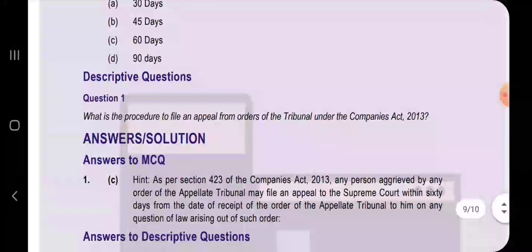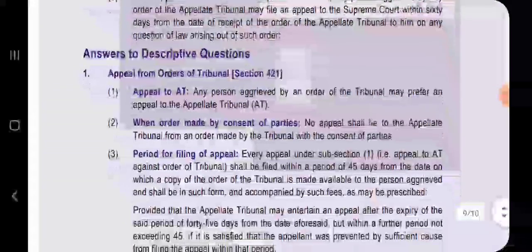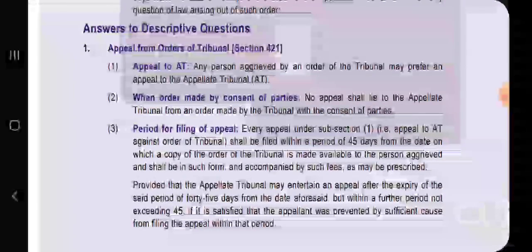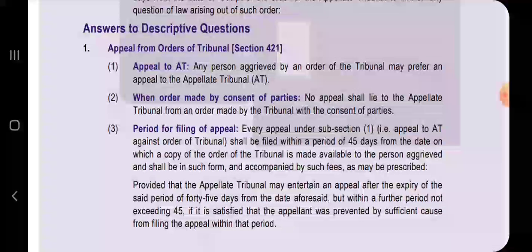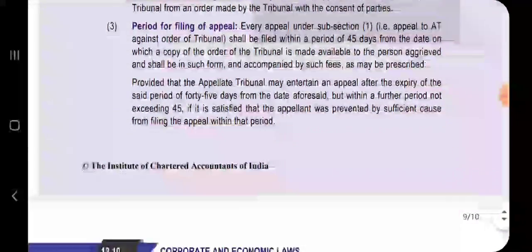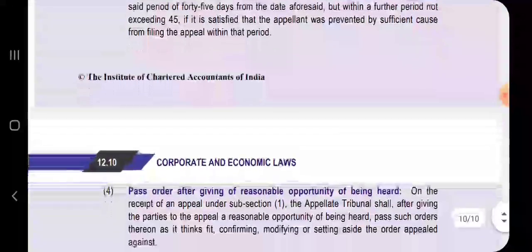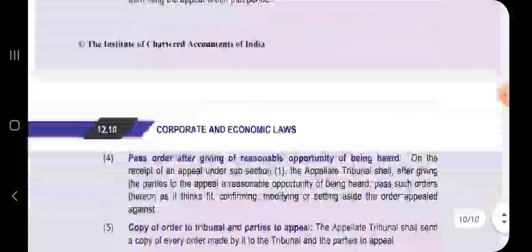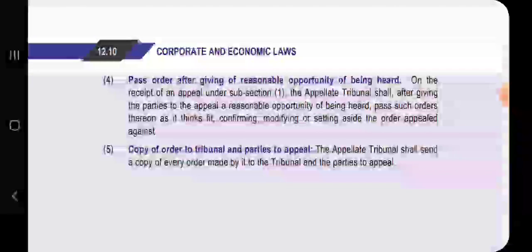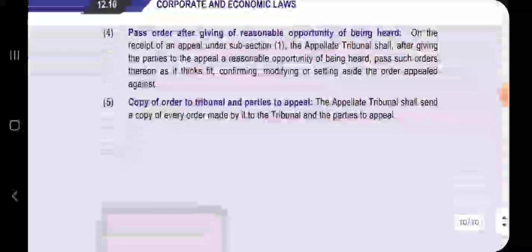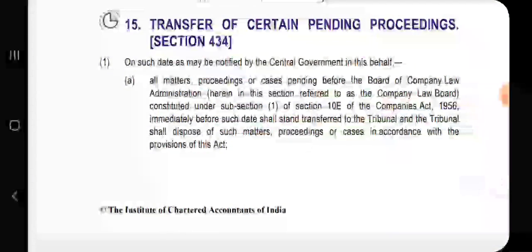Please remember. And then, what is the procedure to file an appeal for orders of the tribunal under the Companies Act 2013? We have already seen that a person aggrieved by an order of tribunal may prefer an appeal to appellate tribunal within how many days? Within a period of 45 days from the date of order. Reasonable opportunity has to be given before passing an order, and a condonation of delay of 45 days shall also be granted. Copy of order of appellate tribunal shall be given to both the parties. Hope you are clear with this chapter, NCLT and NCLAT.